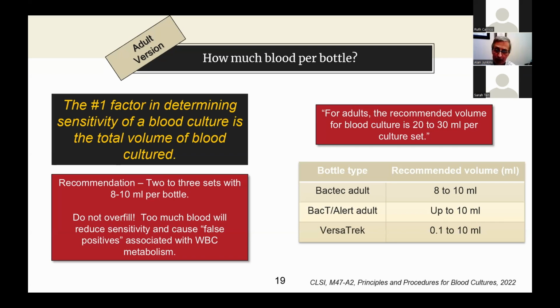So if you have too much blood and not enough broth, they're not going to like it as much. They're going to grow slower, or they're not going to grow at all. And you will get what I call false positives.